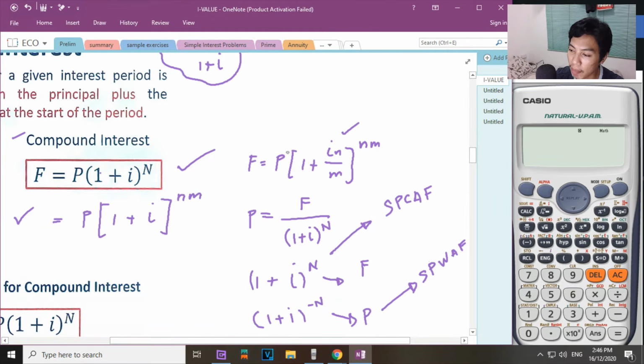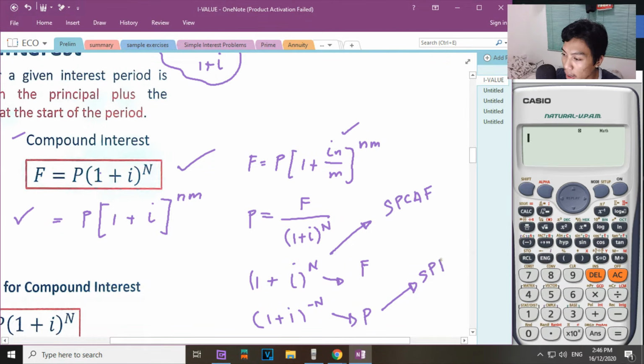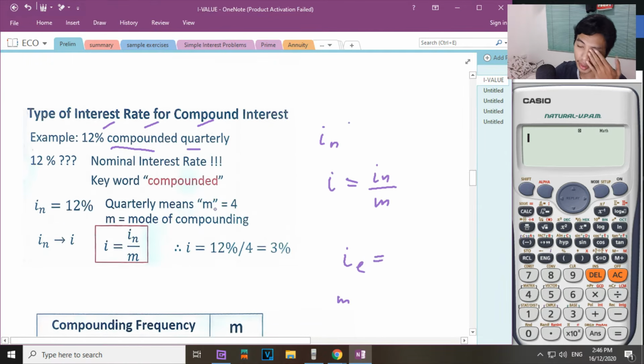Ayun. Single payment present worth factor. Again, ulitin natin. Single payment present worth factor. Ito, single payment compound amount factor. Kapag ang hinahanap mo is the future worth, SPCAF. Pag hinahanap mo present worth, SPPWF. Those are the factors na kailangan mo tandaan. Okay?